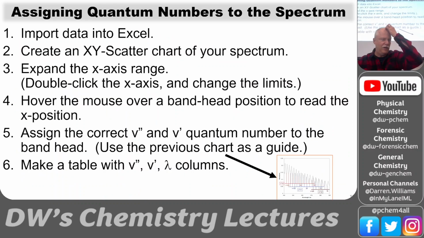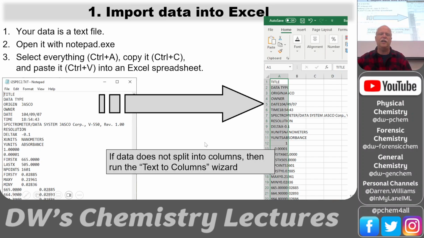Okay, so you download it from Blackboard. I could have made a nice little Excel file, but I wanted to teach you guys how to do text to columns. Have you done that yet, where you bring the data in and it's all one column and you have to split it apart? Okay, so this is how you do it. You import this data into Excel. You want to create an XY scatter chart and expand the x-axis and so on and make those assignments. But this is how you bring it in.